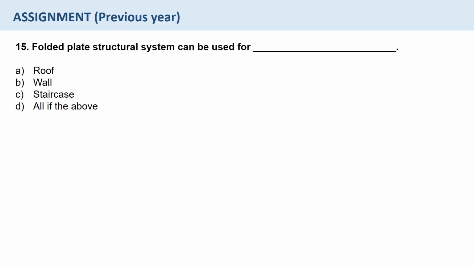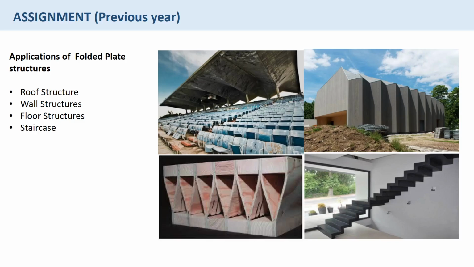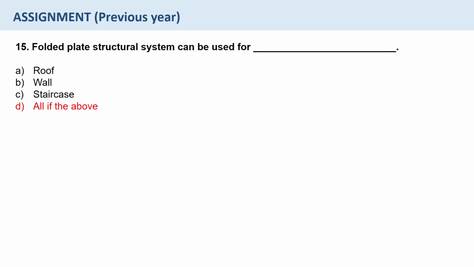Question number 15. Folded plate structural systems can be used for roof, wall, staircase, all of the above. So applications of folded plate structures include roof structures. It can be used in roof. Wall structures. It can be used in wall. I have added images of all four types. Floor structures. It can be used in floors also. And staircases. Folded plate structures can be directly used as staircases. So I've added example of all four types of application of structures. So the answer is D, all of the above. Folded plate structural system can be used for roof, wall, staircase.